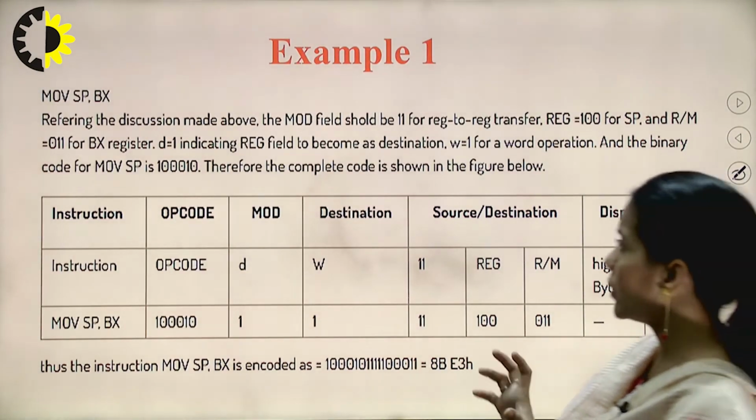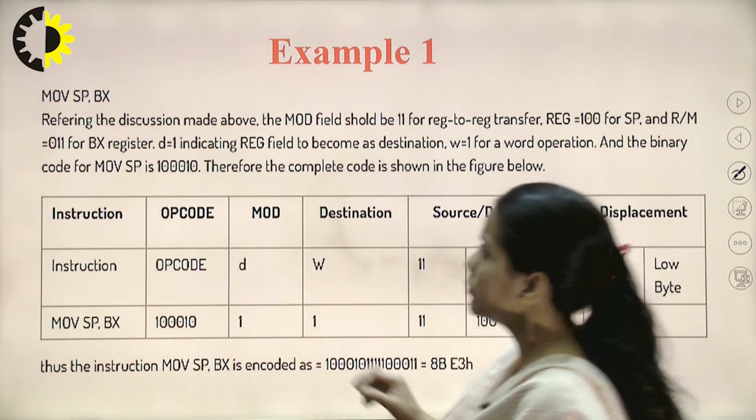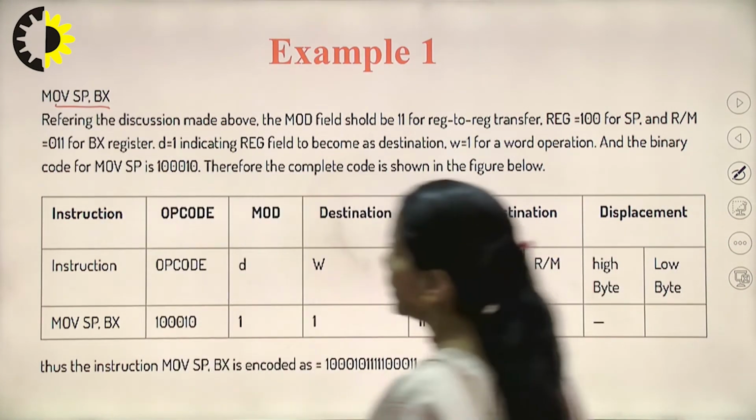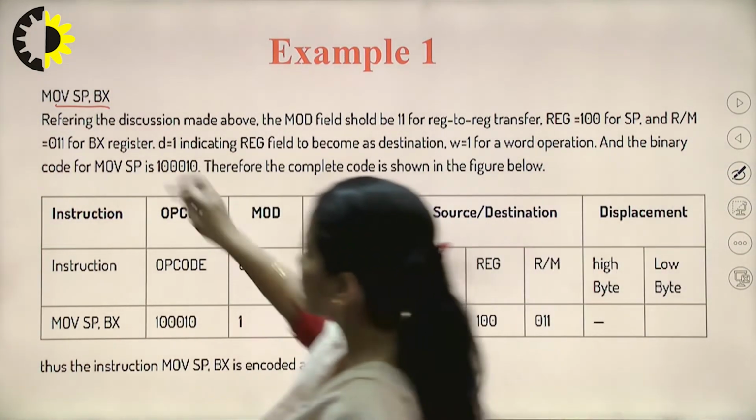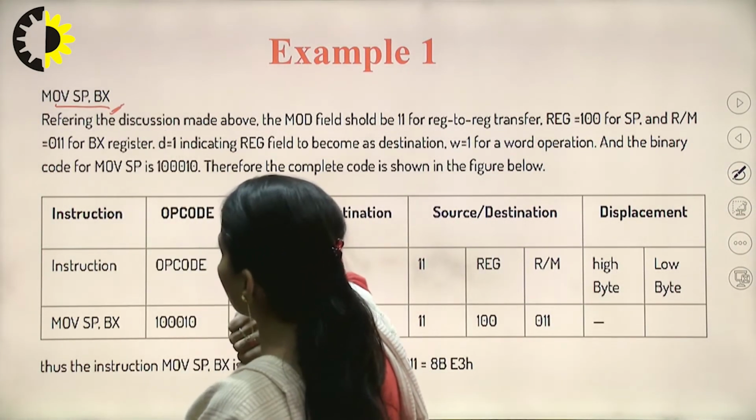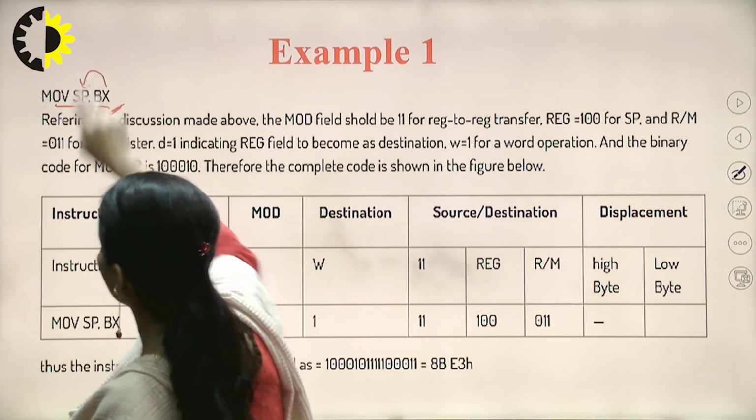So now let us have a look at an example. Move SP comma BX, that is, move the value of the base register into the stack pointer. Now, what will happen?